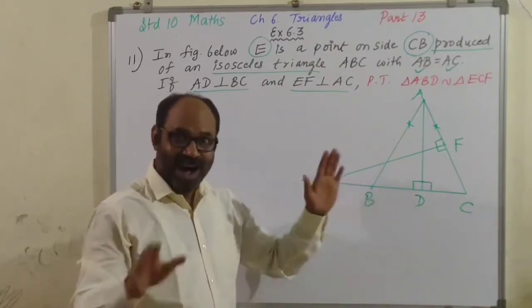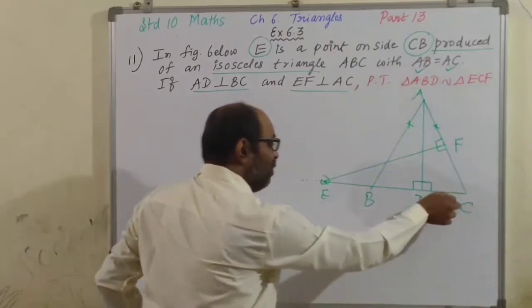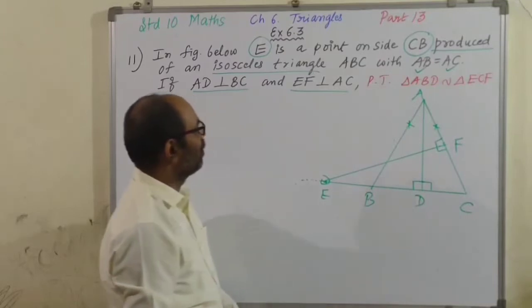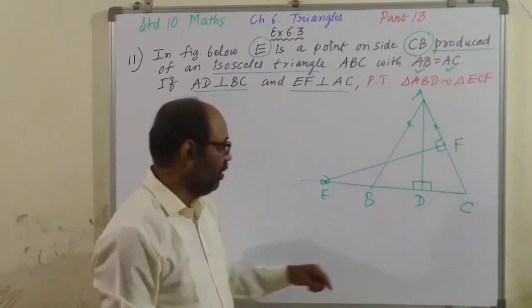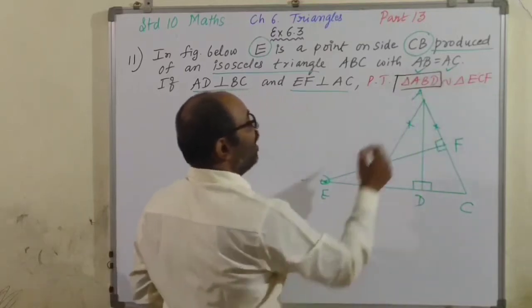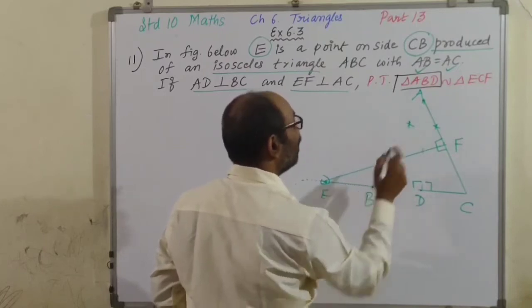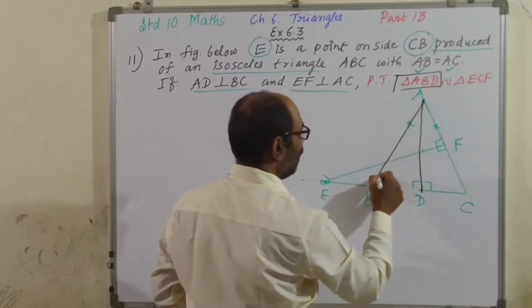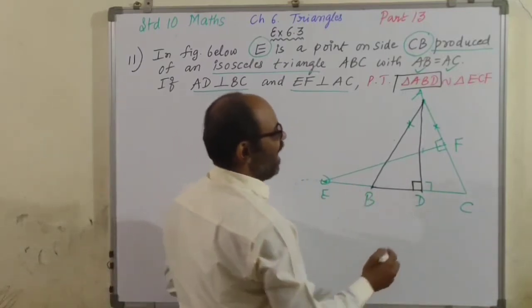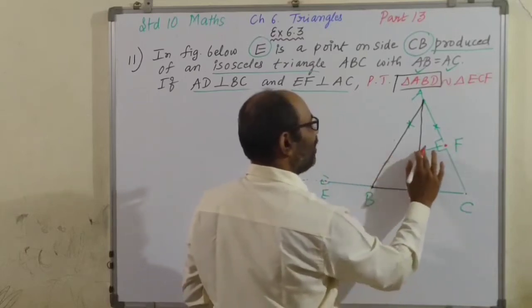And since I have drawn the figure now, I'll repeat again. In the figure below, here is the figure. E is a point on side CB produced, of an isosceles triangle ABC, where AB equal to AC. Now, AD is perpendicular to BC, that means altitude, and EF is perpendicular to AC. Prove that triangle ABD, I'll make it black, is similar to triangle ECF, which I'll make red. Where is E? Here. C here and F here.